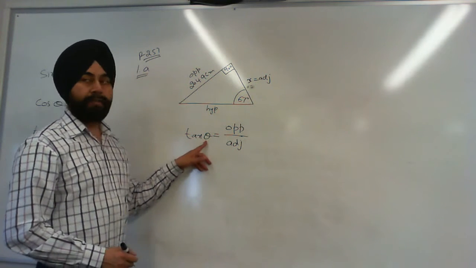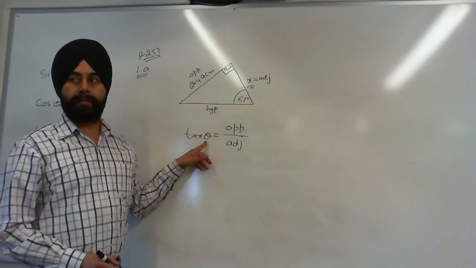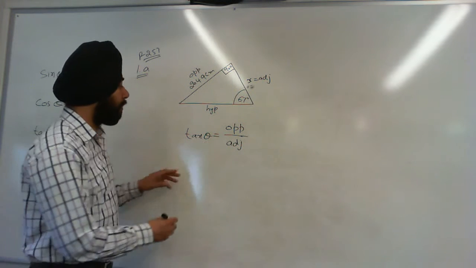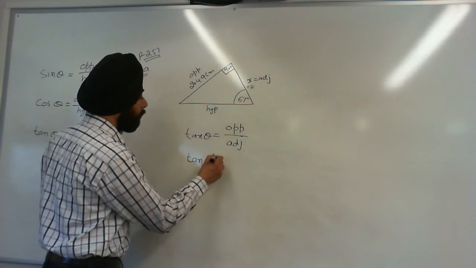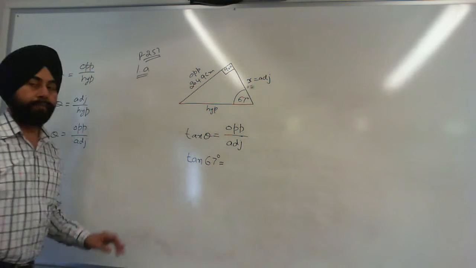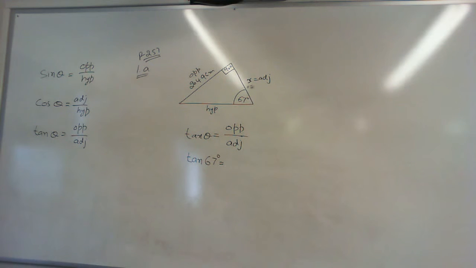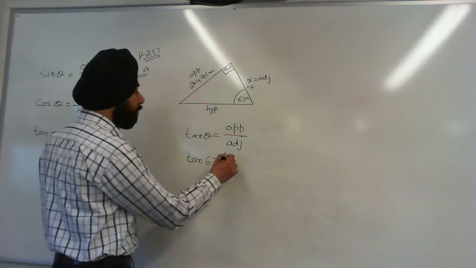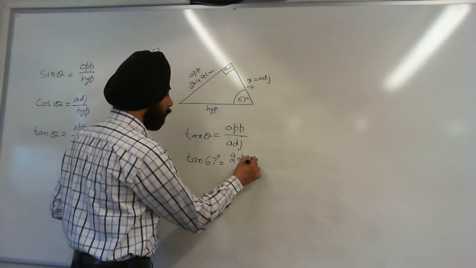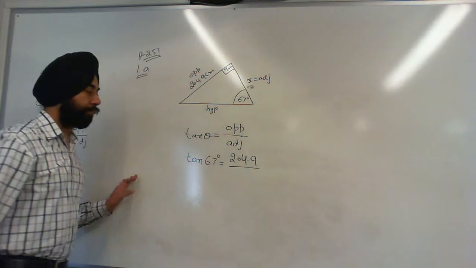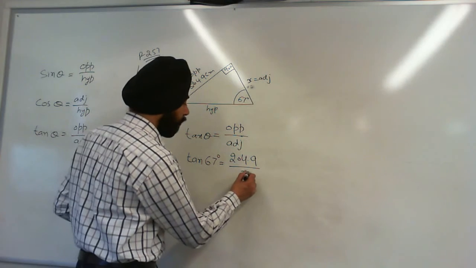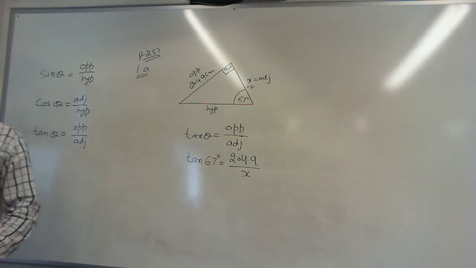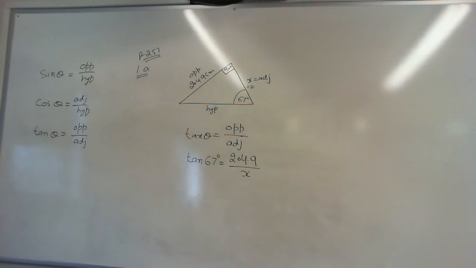What is your theta? The angle. 67 degrees. So this will be written as tan 67 degrees is equal to opposite, which is 204.9, divided by adjacent, which is x. That's what you have to find, right?